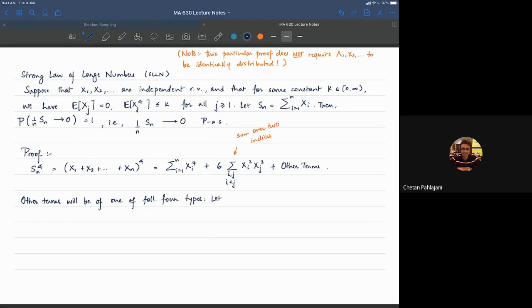So let i, j, k, l be distinct indices. What are the 4 types of terms we'll get? One is we'll get things of the form x_i cubed x_j. Another will be of the form x_i x_j x_k squared. And the remaining type is x_i x_j x_k x_l. Any questions so far?